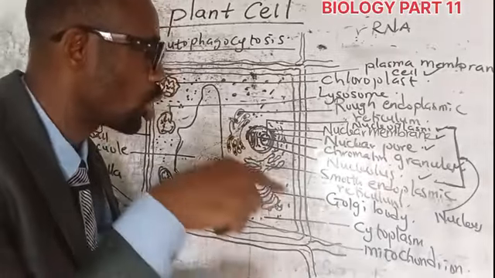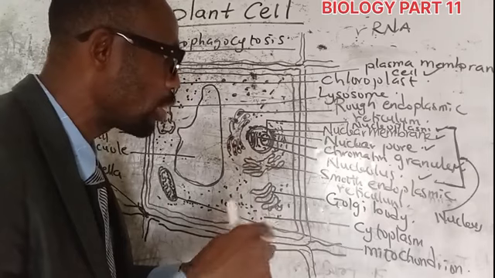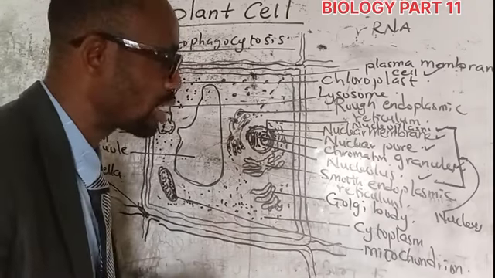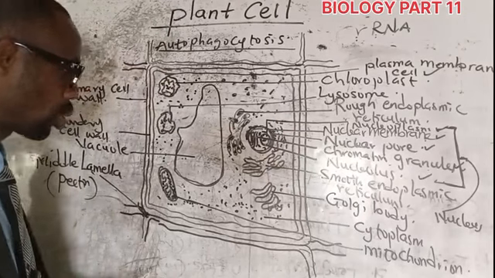Inside the nucleus, you will see the nucleoplasm. Inside the nucleus, you will see the nuclear membrane. Inside the nucleus, you see the nuclear pore, chromatin granules, nucleolus, and so on as the case may be. So that is what the structure of the plant cell looks like.